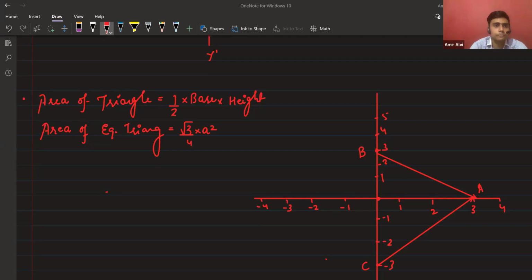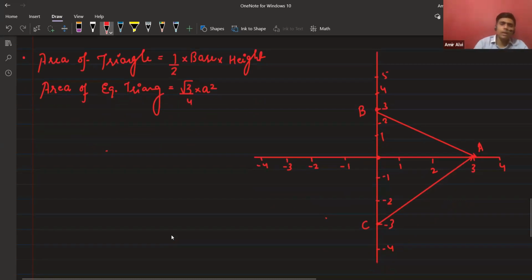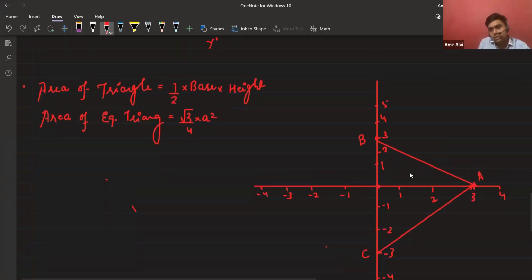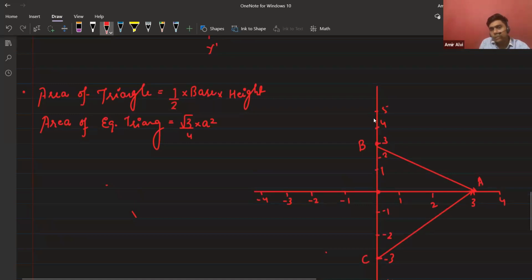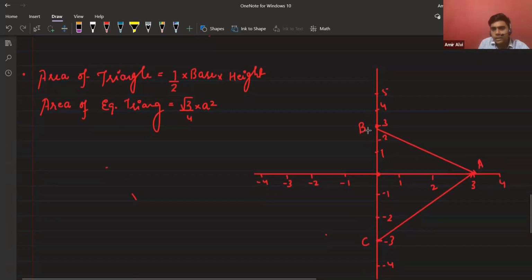So let's take this example. If we have to find the area, how do we find it? Dear, tell me. Now suppose this is our triangle. So what will be the base? Base will be this, the distance between B and C. Yes or no, Simran? So what is the value of the base here? How many units are there?